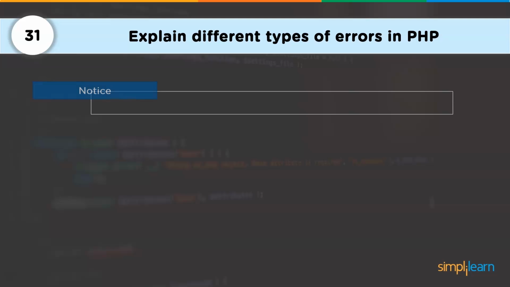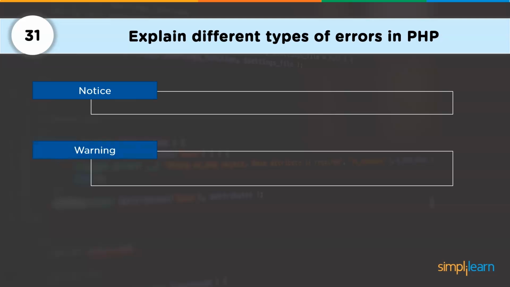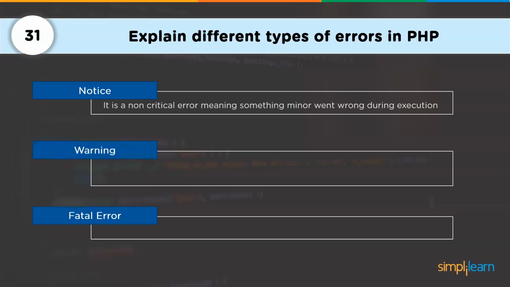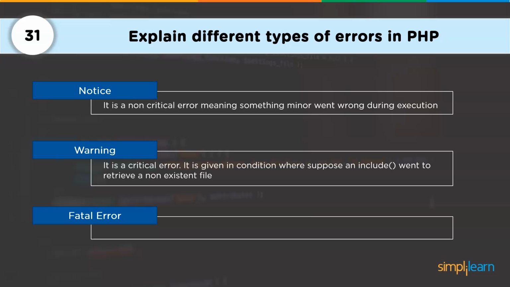Next up, explain different types of errors in PHP. PHP consists of mainly three errors: notice, warning, and fatal error. Now a notice is a non-critical error, which means that something minor went wrong during execution and a lot of times you just don't pay attention to it. A warning is a more serious error. It is given in a condition where, suppose, an include function that we just discussed in the previous question went to retrieve a non-existent file. So if you use an include function and the file does not exist, it will display a warning. And the final one is a fatal error. It is a critical error resulting in termination of the code.